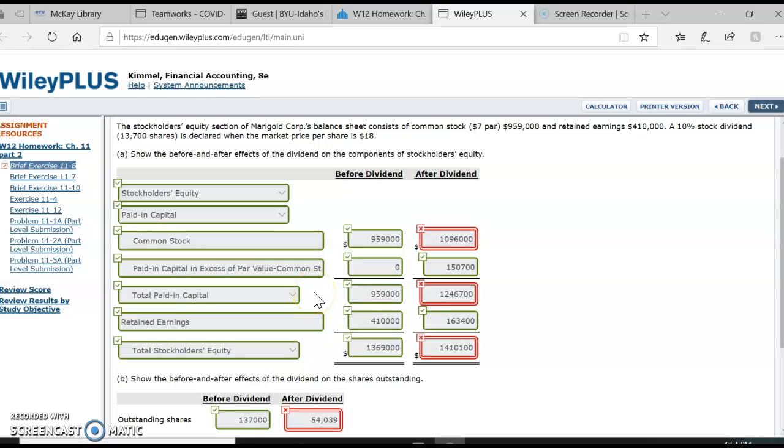Hey guys, this is exercise 6 for chapter 11 part 2.